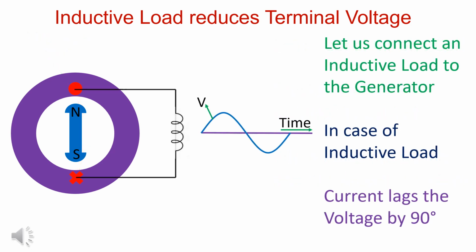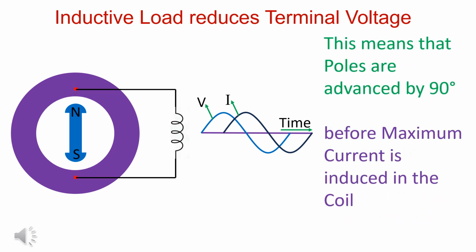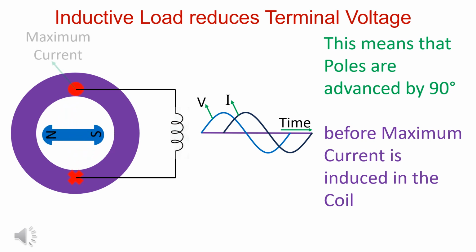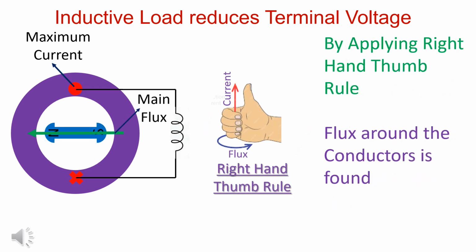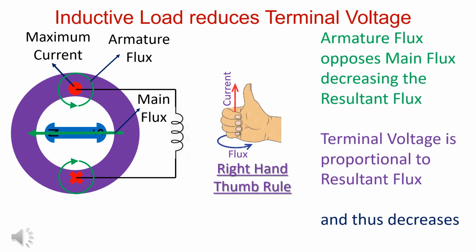In the case of an inductive load, current lags voltage by 90 electrical degrees. That is, poles are advanced by 90 degrees before maximum current is induced in the conductors. By applying right hand thumb rule, armature flux is found. Armature flux opposes main flux. Resultant flux decreases, thus decreasing terminal voltage.